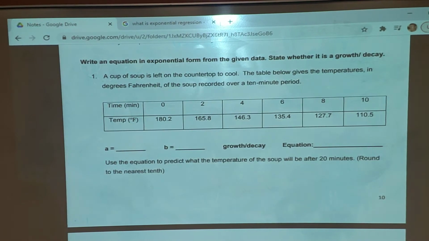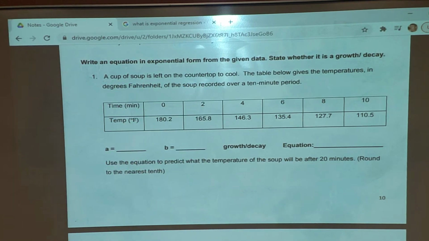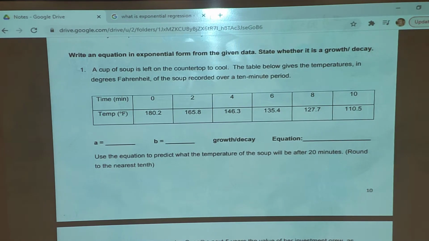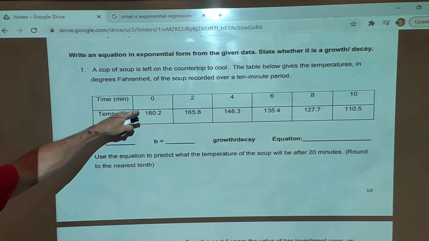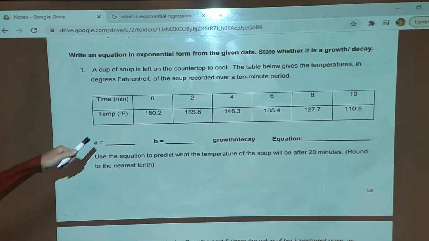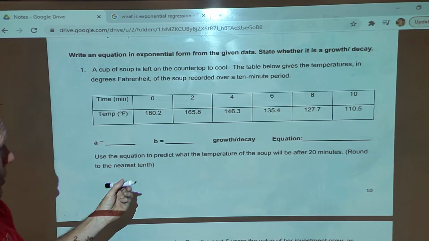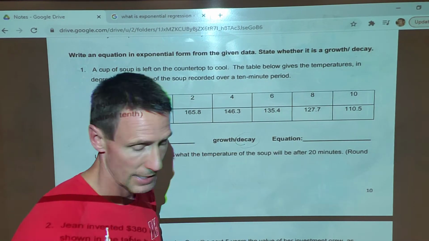All right, next example. It says write an equation in exponential form from the given data. State whether it is growth or decay. As we look through this, as the time increases from 0 minutes to 2 to 4 to 6 to 8 and so forth, notice that our temperature is going down. So this will be decay.